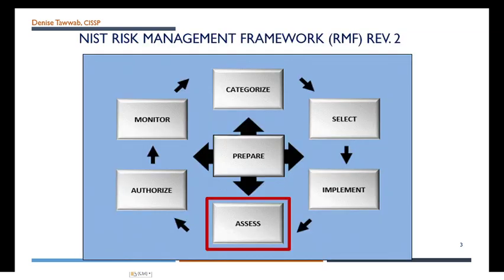Now, these are the steps of the NIST Risk Management Framework. We start at the preparation step, and I have 2 videos on that. And then we categorize, select the controls, implement the controls. And once the controls are implemented, then we do an assessment of the controls.